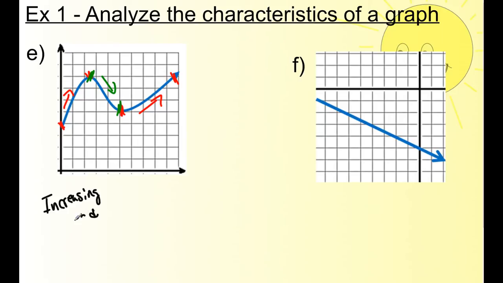and decreasing, and linear or not linear. Well, if it's both going up and down at the same time in the same graph, it can't be a straight line. Straight lines have constant slope, so this has to be a non-linear function.